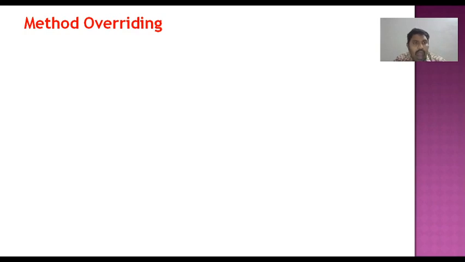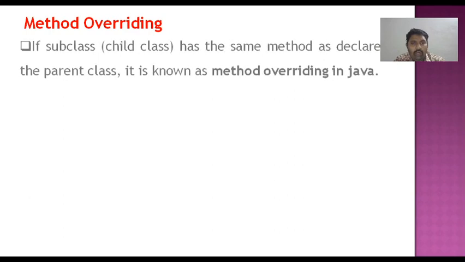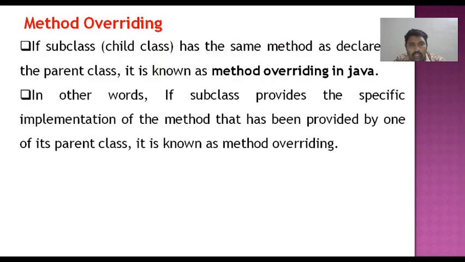Good morning. Today we are going to discuss method overriding. What is method overriding? If you have the same method in the parent class and the child class, then it is called method overriding. In other words, if a subclass provides a specific implementation of a method which is there in the parent class, it is also called method overriding.